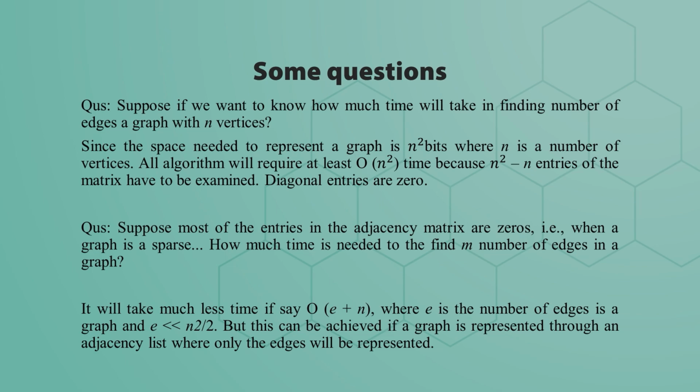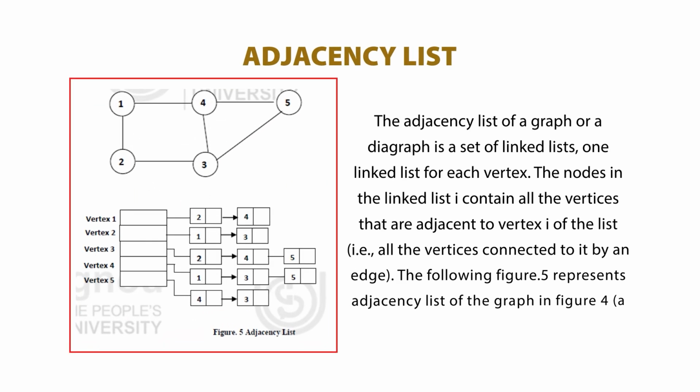Okay. So another way that you can represent a graph is an adjacency list. The adjacency list of a graph or a digraph is a set of linked lists, one linked list for each vertex. The nodes in the linked list contain all the vertices that are adjacent to the vertex of the list, all the vertices connected to it by an edge. The figure being shown here represents the adjacency list of the graph. Now check, this is again based on a similar example.